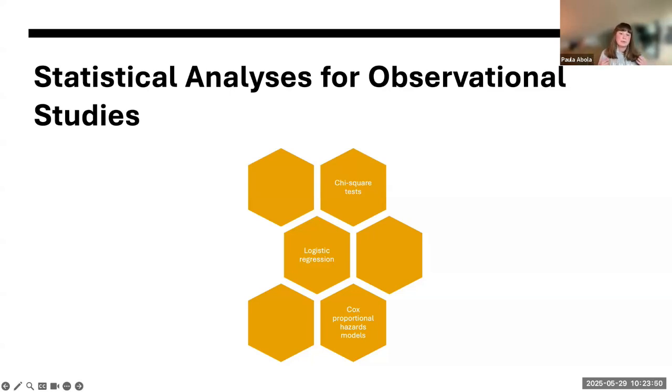And remember that observational studies can show associations, but they struggle to prove causality, so cause and effect relationships, because of potential confounding variables that you are not controlling for as you would in an experimental study.